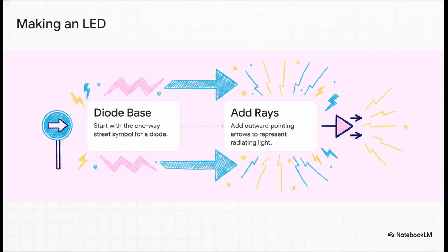And just like we saw with the resistor, we can modify this base symbol to communicate new functions. By taking that exact one-way street sign, the diode, and just adding 2 small arrows shooting outward, we instantly translate it into an LED. Those outward-pointing arrows perfectly represent photons, particles of light, radiating out into the room. It tells you immediately, and without a single word, this is a one-way valve, and oh yeah, it also glows.